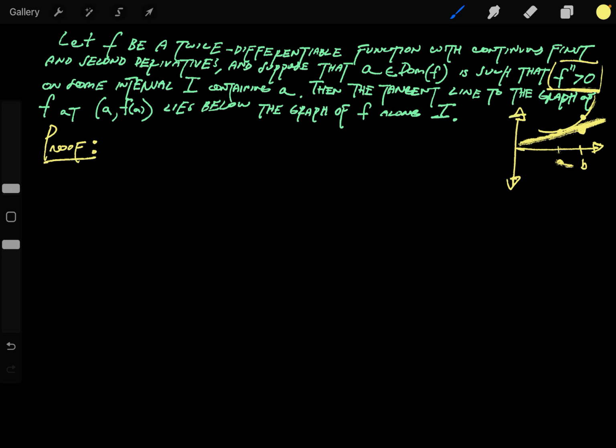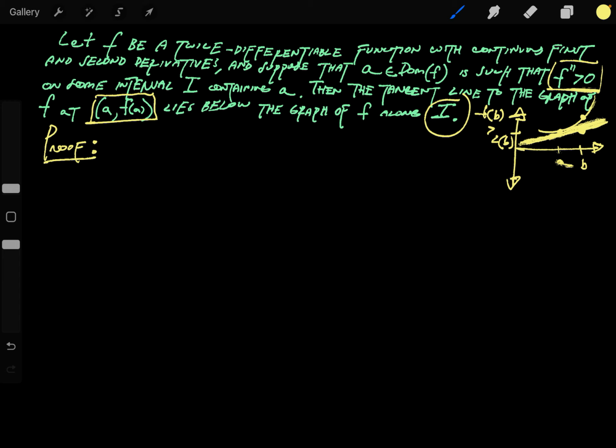Right? So this value f of b will be greater than the tangent line value. Let's call it L of b. That's the tangent line value at b, where this is the tangent line at a comma f of a. So again, you want to prove that the function value at b for any other point in the interval I is greater than the tangent line value at that b.